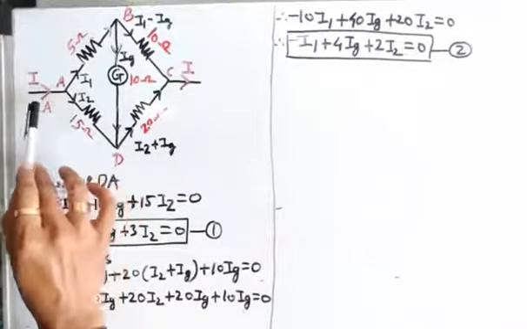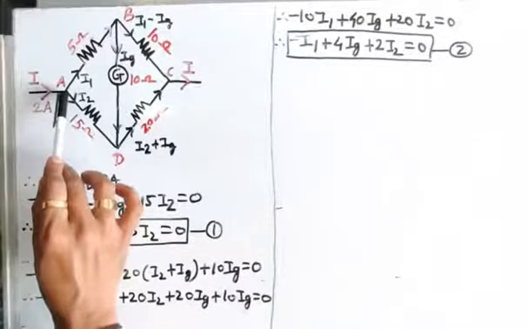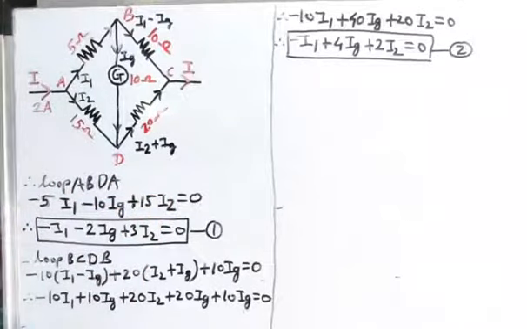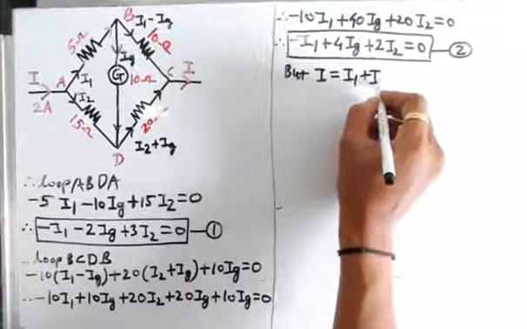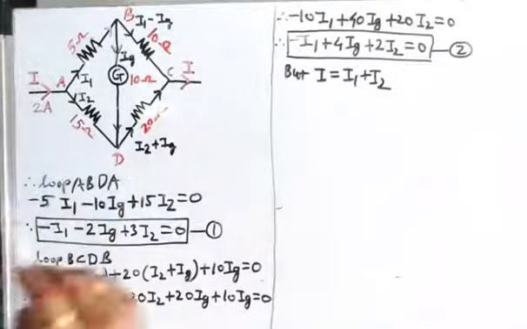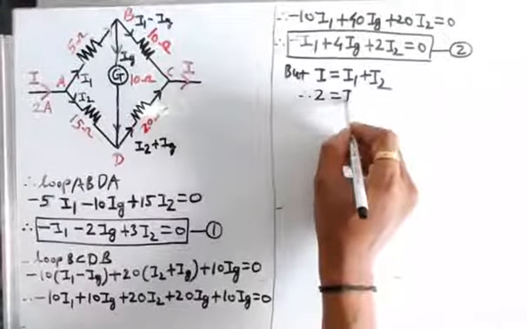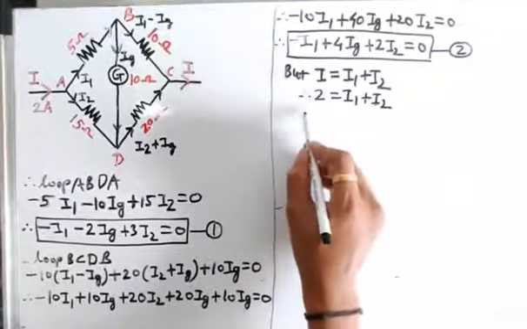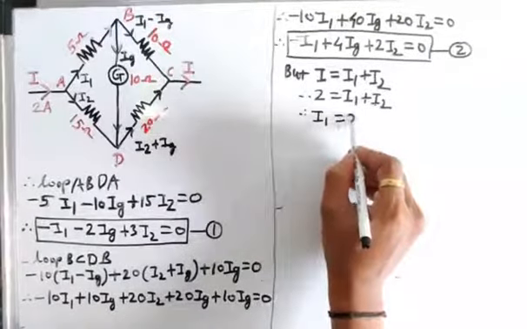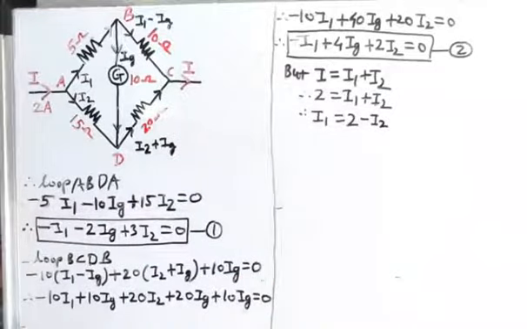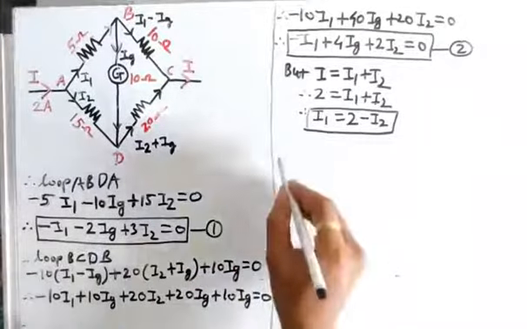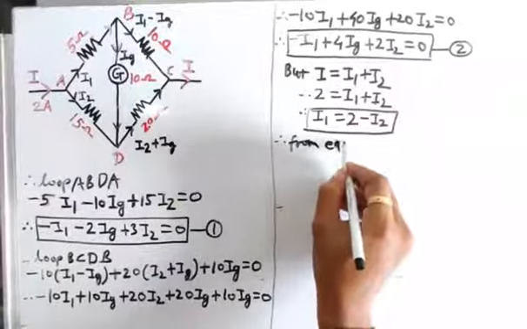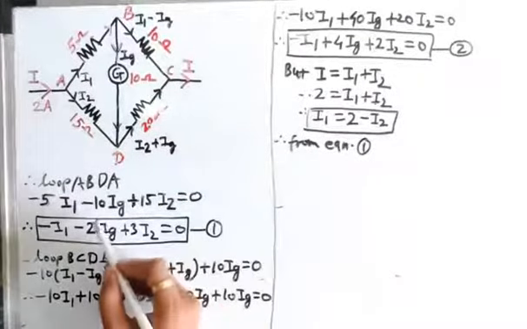But at point A, the total current entering the junction is I and the total current leaving the junction is I1 and I2. Therefore, by applying Kirchhoff's first law to this point, we can write I is equal to I1 plus I2. But we know that this I is nothing but 2 ampere. So therefore, we can write 2 is equal to I1 plus I2. Therefore, we can write I1 is equal to 2 minus I2. Now we are going to substitute this value of I1 in equation 1 and equation 2. Therefore, from equation 1, we are going to substitute this value of I1 in this equation.